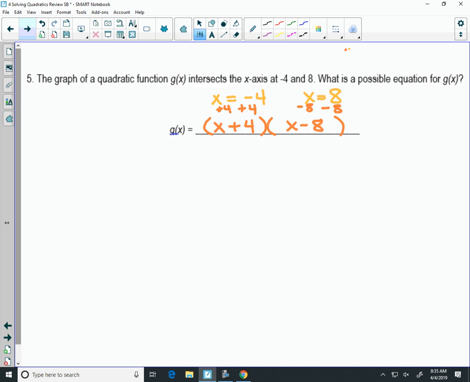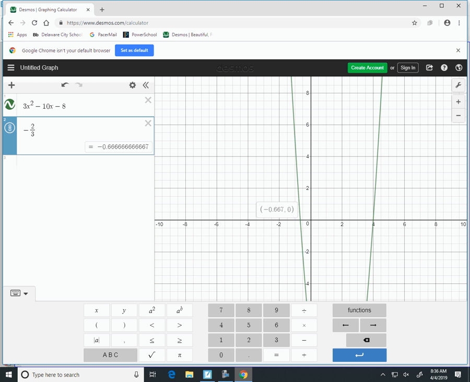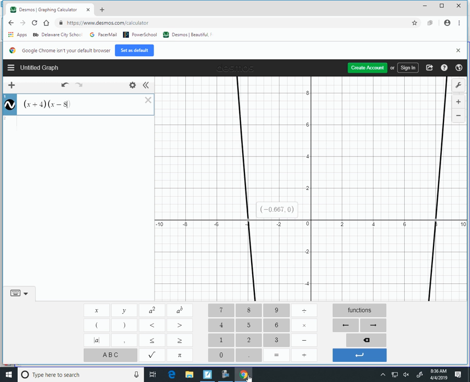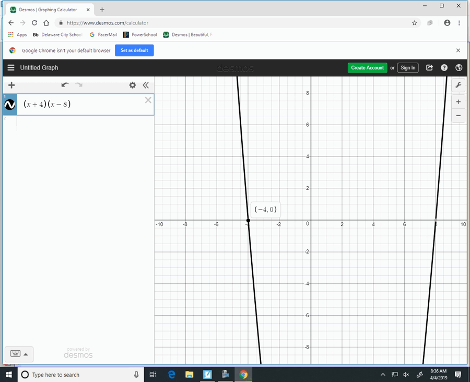You can check that, and this is not about getting problems done, it's about getting a certain number of perfect problems. Because of that, I'm a way over checker. So we said it was x plus 4 times x minus 8. That's the equation that we wrote. And it is crossing the x-axis at -4 and at +8.